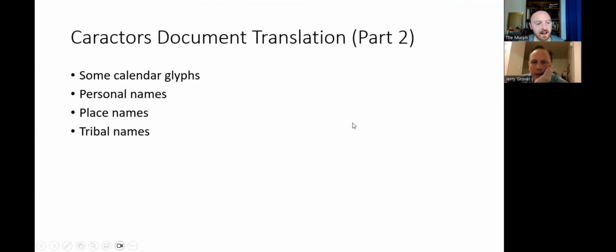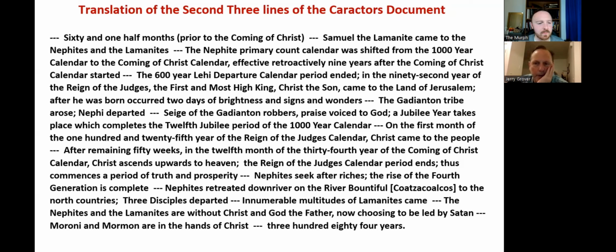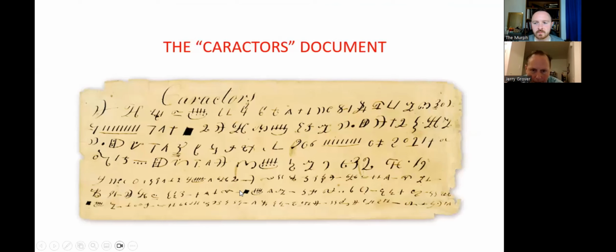Okay. So this is the last three lines, and there were some of the prophetic events that you translate. Yeah. And if you look at the characters document, you can see these little dashes. This is an interesting side note. These little dashes, you actually can see down here. You see these little ones here.